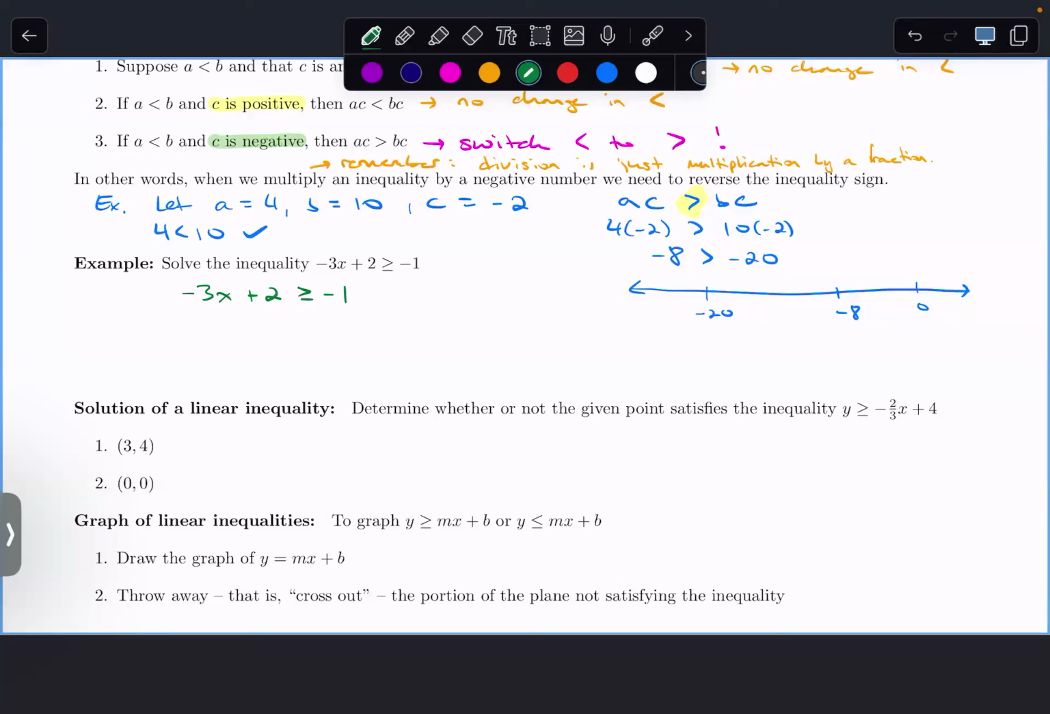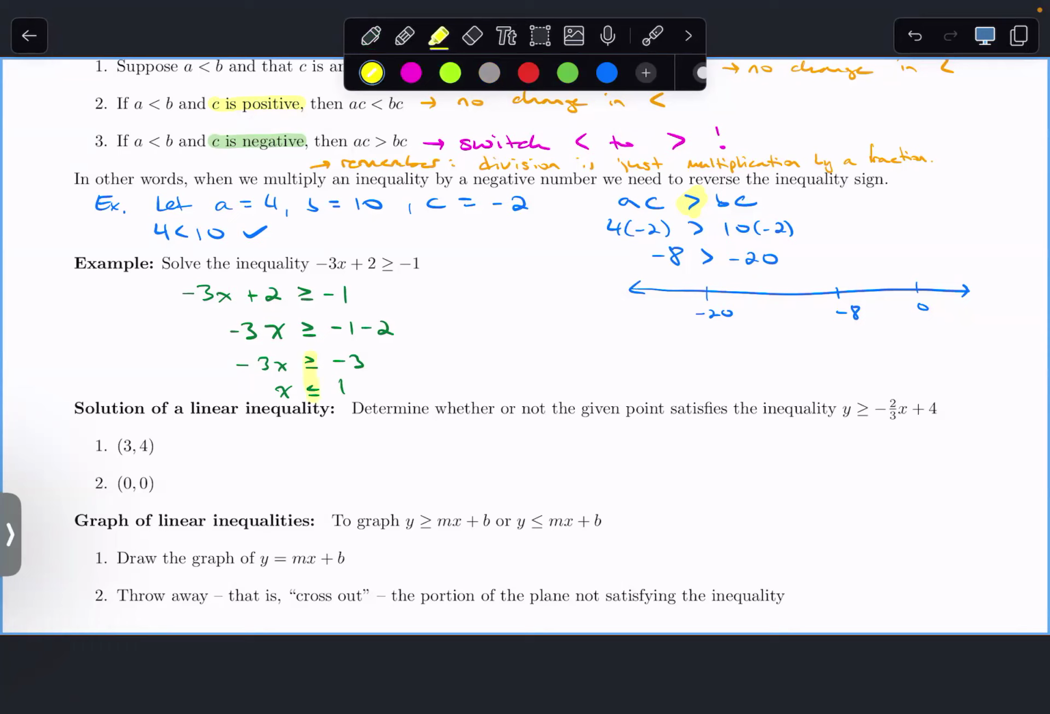Chipping away and trying to find what x is. I'm going to subtract 2 from both sides. That's safe. Negative 3x is greater than or equal to negative 3. So I can divide both sides by negative 3, but then an alarm bell goes off and I have x is greater than or equal to negative 3 divided by negative 3 makes 1.